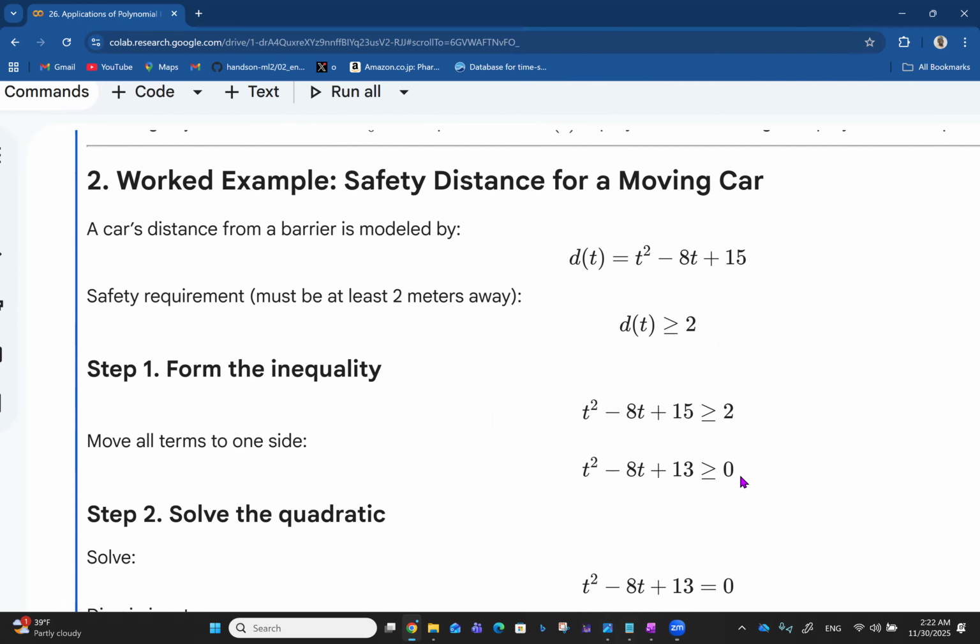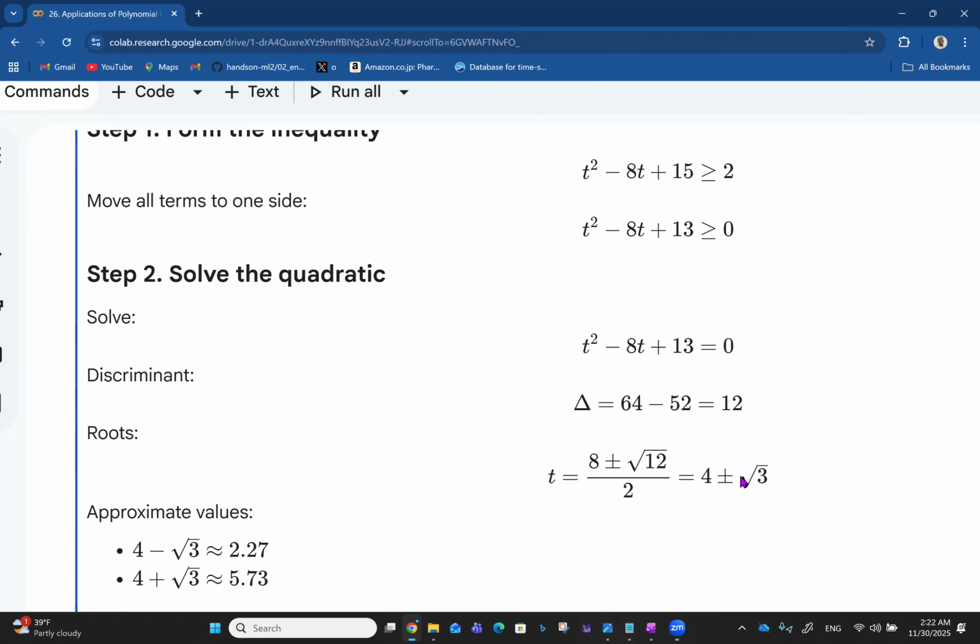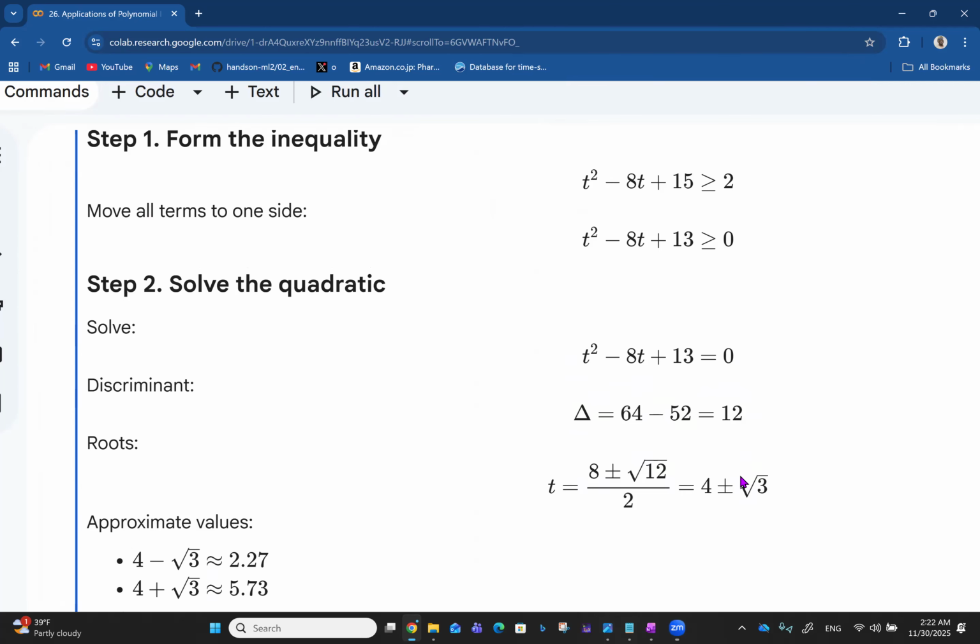And of course, whenever we are dealing with polynomial inequalities like this, the first thing to do is to solve the problem as if there's no inequality. So we solve the quadratic, which is t squared minus 8t plus 13 equals 0. And first, we can get the discriminant to know if there are real or imaginary solutions. So the discriminant is b squared, which is minus 8 squared, minus 4ac: 4 times 1 times 13, that's 52. 64 minus 52 is 12. So since it is greater than 0, it means we are going to have two distinct real roots.